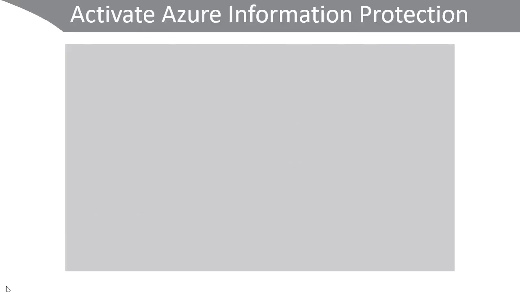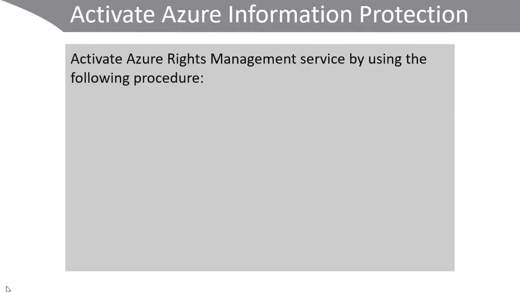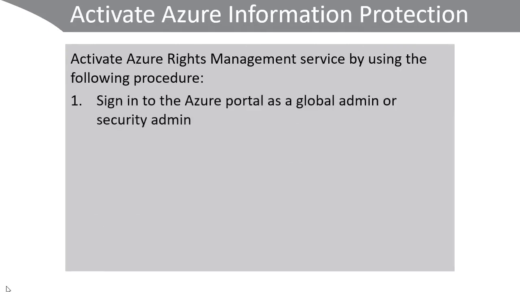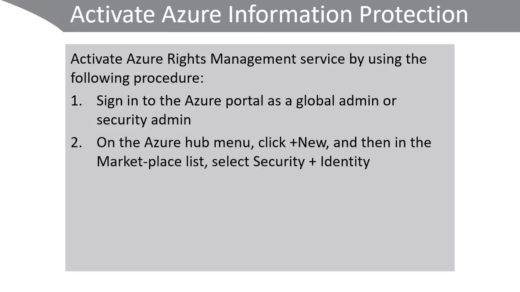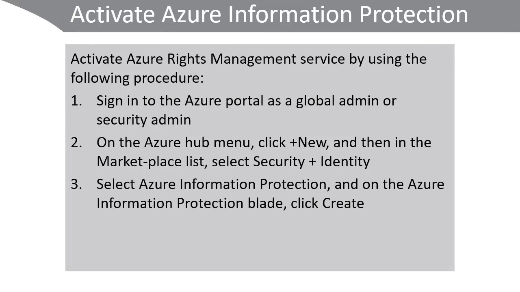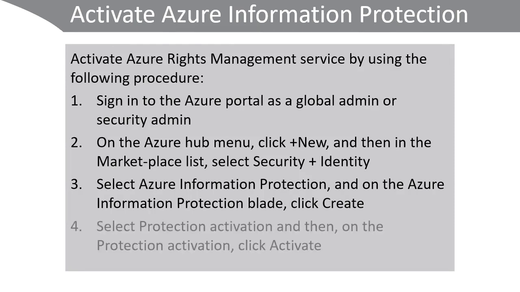To activate Azure Information Protection, use the following procedure. First, sign into the Azure portal as a global admin or security admin. On the Azure Hub menu, click New, and then in the Marketplace list, select Security and Identity. Select Azure Information Protection, and on the Azure Information Protection blade, click Create. Select Protection Activation, and then on the Protection Activation tab, click Activate.